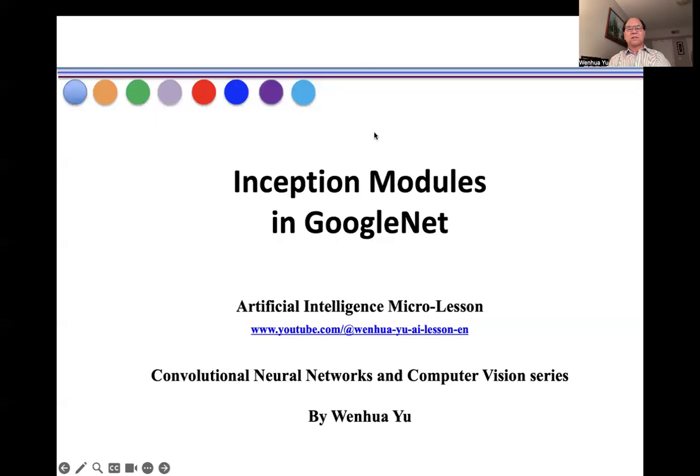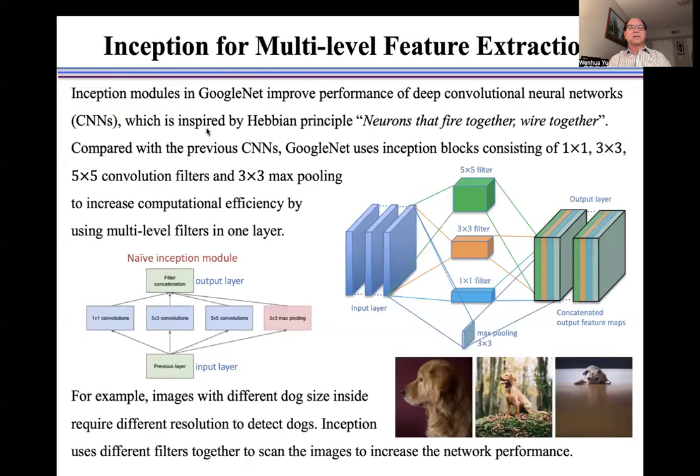In this video, I introduce the Inception modules in GoogleNet. Inception modules in GoogleNet improve performance of deep convolutional neural networks, which is inspired by the principle that neurons that fire together, wire together. Compared with the previous convolutional neural networks, GoogleNet uses inception blocks consisting of 1 by 1, 3 by 3, 5 by 5 convolution filters, and 3 by 3 max pool to increase computational efficiency by using multi-level filters in one layer.